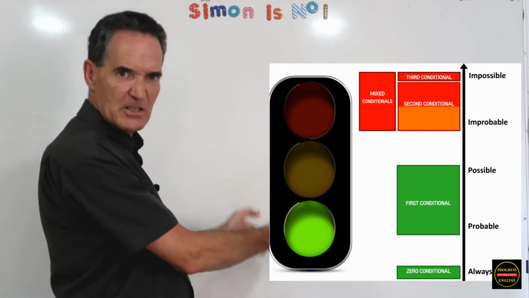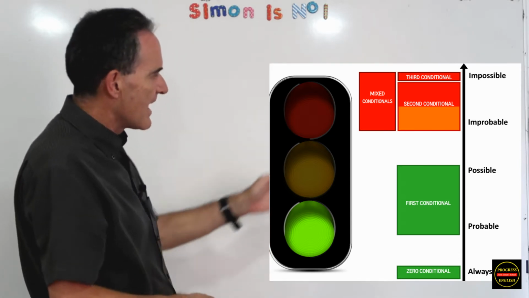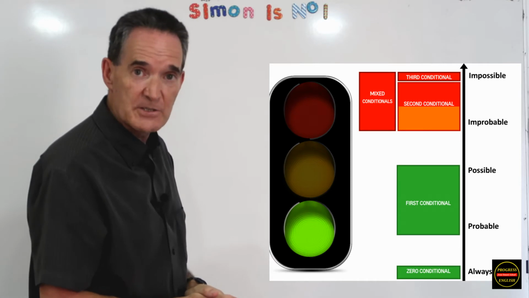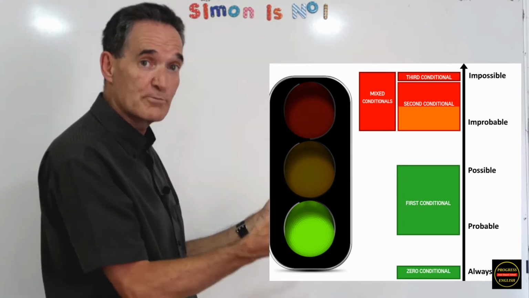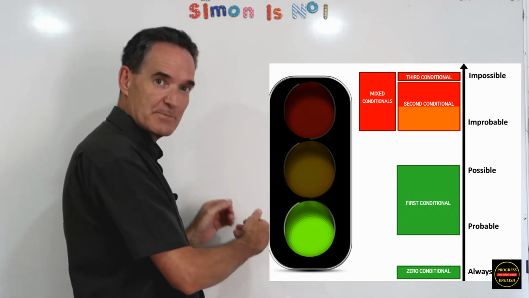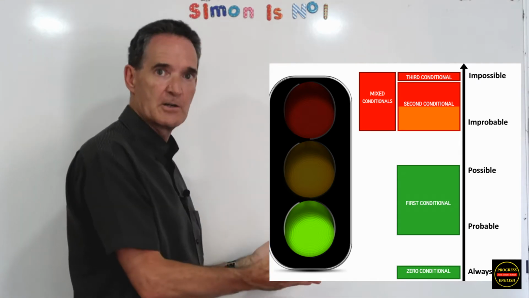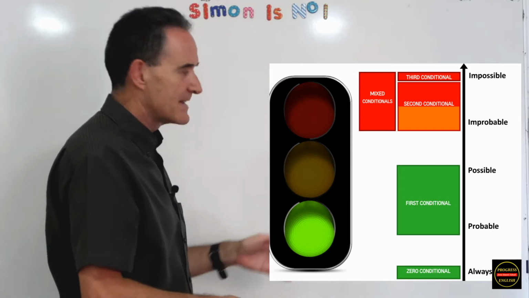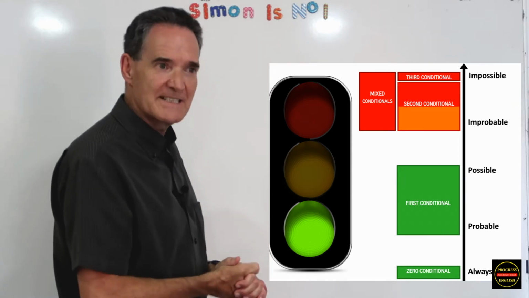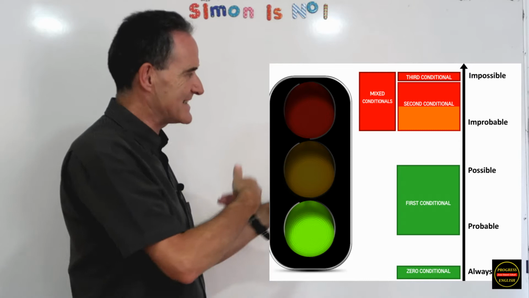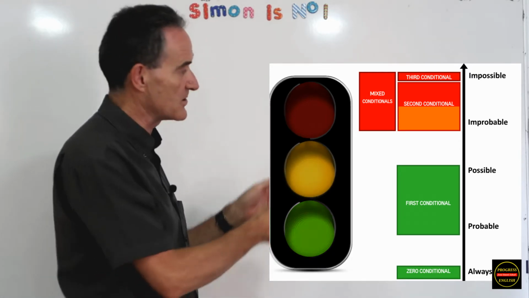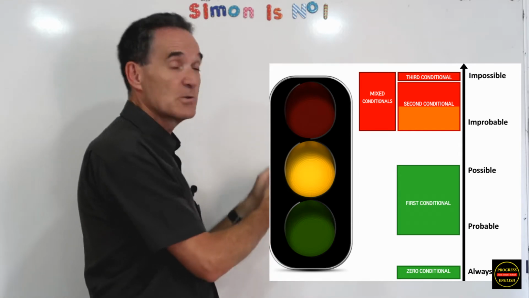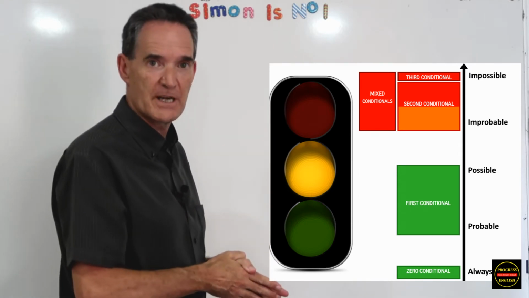So this is like having a green light. The first conditional is the same. A first conditional is possible or probable. So a green light, it's probable or possible that you can go if you have a green light. Now, the second conditional is interesting because it is like a brother or a sister to the first conditional. Because, do you remember, it is also referring to the future.